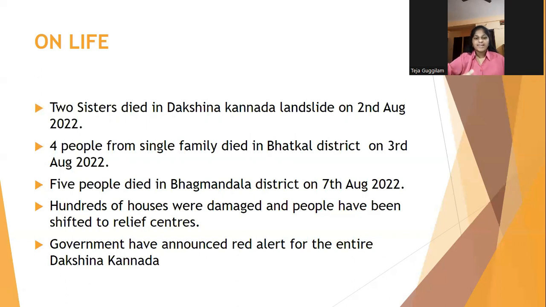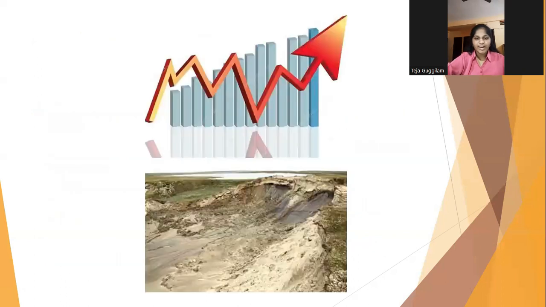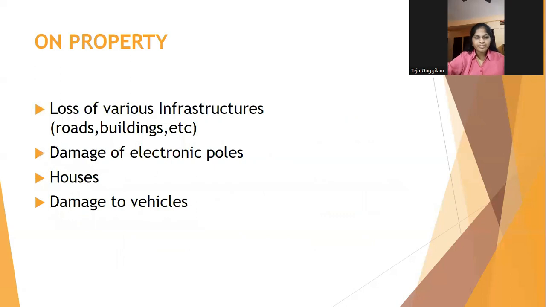And because of these landslides, hundreds of houses were damaged and people have been shifted to relief centers. The government has announced a red alert for the entire Dakshin Kannada. Now I'll be speaking about the implications of landslide on life. Whenever a landslide occurs, there are a lot of losses we face. One is loss of various infrastructures like roads and buildings.